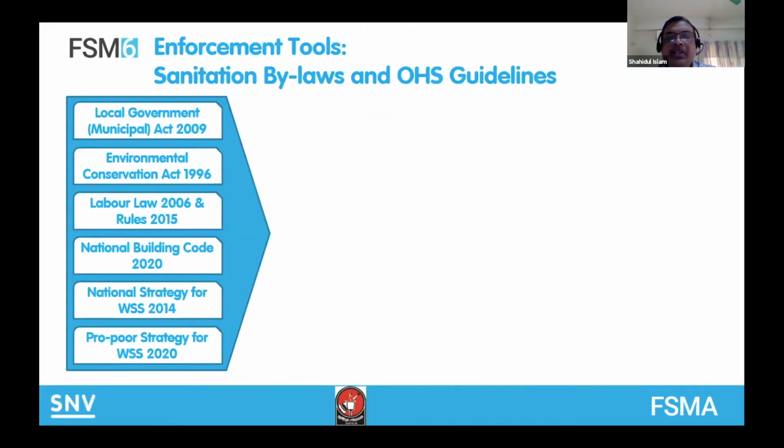So in Bangladesh, perhaps you're aware that there are a sufficient number of acts, policies, regulations, and strategies around sanitation. These acts and strategies may have particular objectives, but they have a sanitation component, and they consider the environment, health, and also equity. For example, the revised strategy was recently approved. So all these are very good instruments at the national level from the policy and regulatory perspective.